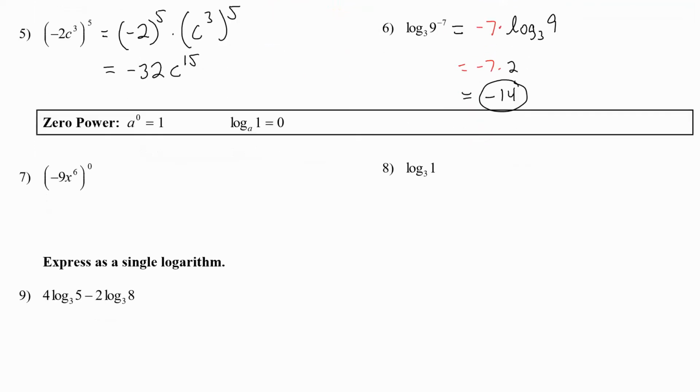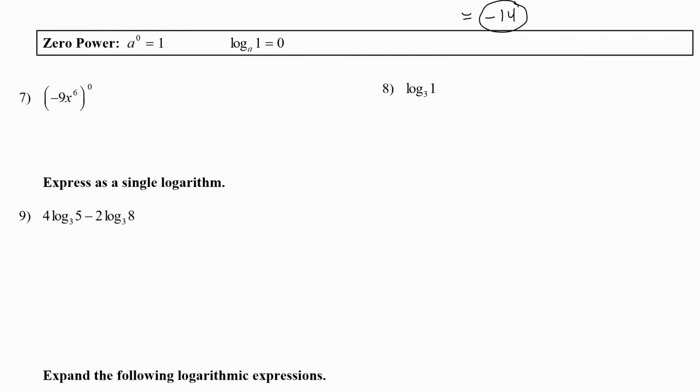All right, we have another rule when we dealt with powers. Anything to the 0 power is 1. So we have something similar to that when we're dealing with logs. So log of any base of 1 equals 0. So let's look at 2 examples.